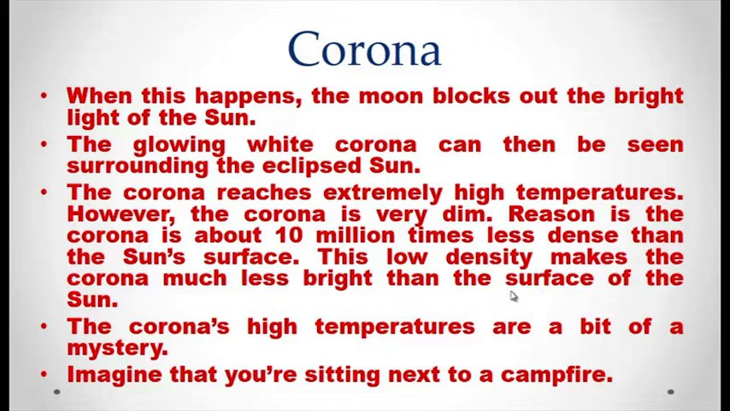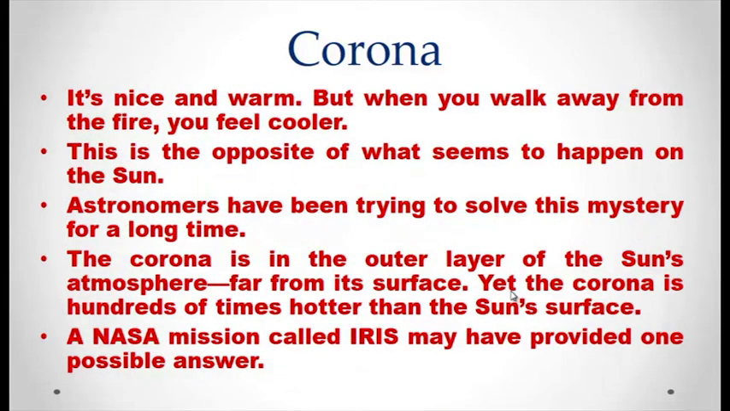The corona's high temperatures are a bit of a mystery, because the low brightness cannot account for high temperature. So this mystery of the corona is still unresolved. Imagine that you are sitting next to a campfire. It's nice and warm when you sit closer to the campfire, but when you walk away from the campfire, you feel cooler. This is the opposite of what seems to happen on the sun. Astronomers have been trying to solve this mystery for a long time.